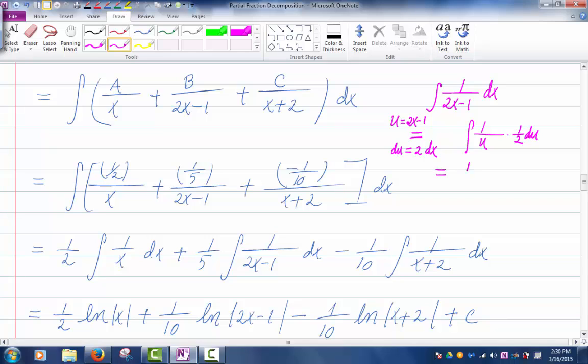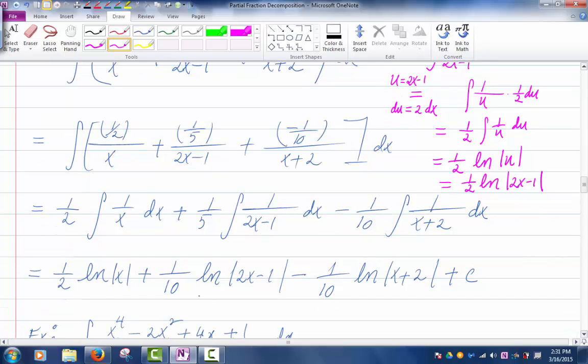And then if you carry this out, you get 1/2 integral of 1 over u, and then you get 1/2 ln of absolute value of u, and then finally, what is u? u was 2x minus 1, right? And that's how I got this. Remember, I had a 1/5 outside before. I have another 1/2. 1/2 and 1/5 is giving me that 1/10. Is everybody clear? So that's how I got that integral, ln of absolute value of 2x minus 1.